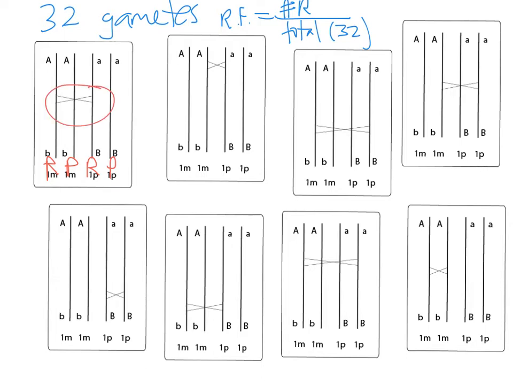So that will cause recombination, that will cause recombination, that will cause recombination. But it depends on which ones you're crossing. Exactly. If you're crossing 3 and 4 or 1 and 2, they're still going to be parental. So here are some parental types in blue.